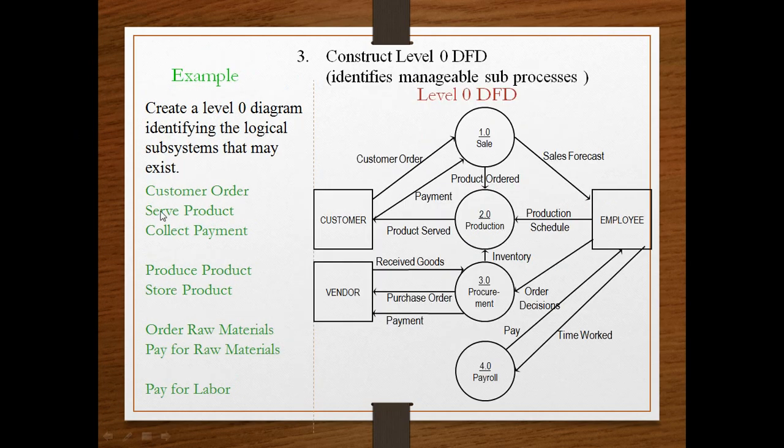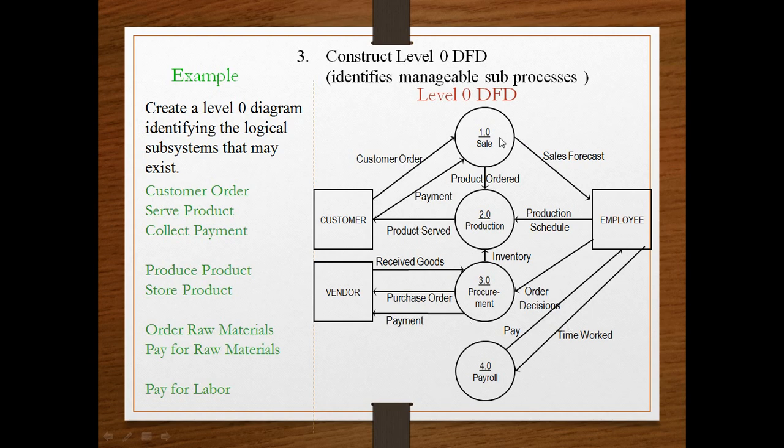First, it says customer order, serve product; all these are in detail. Again, the customer will have sales. Sales is going to become production, and then procurement. Procurement means you're going to purchase the raw materials, and then there is payroll, that is the employee's salary, so you're going to pay the labor. So one is sale, where customer and your employees are related. Production is again your customer and employees related. When I talk about order, then employee and vendor are related, and when I talk about payroll, then only employee is related.